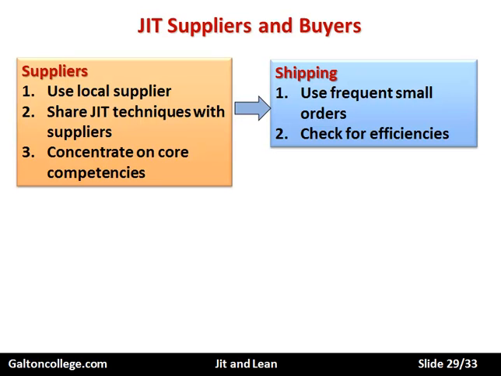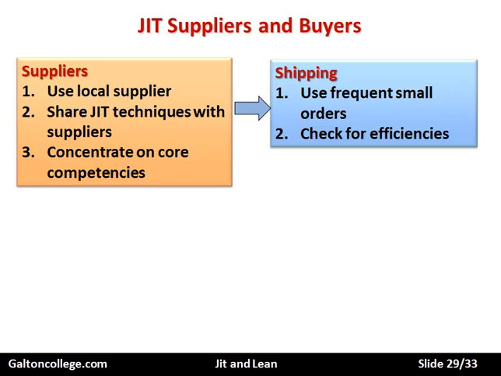Use frequent small orders if possible, and try to continuously check for efficiencies. Use frequent small orders means that there's a constant supply coming through. Don't run everything to the last nut and bolt, because if the lorry breaks down on the way, the machines will stand idle. So some small amount of reserve, perhaps half a day's worth of reserve, might be worthwhile holding.